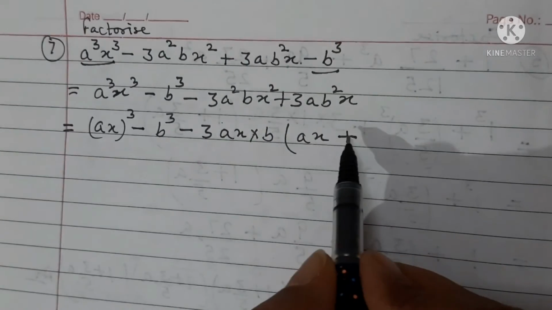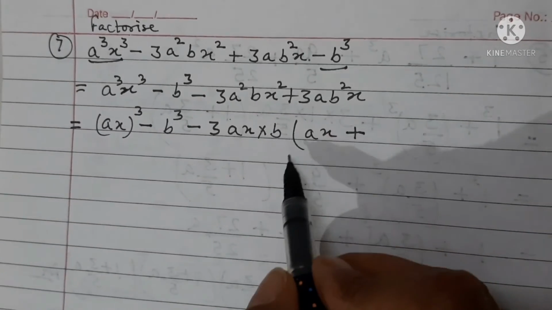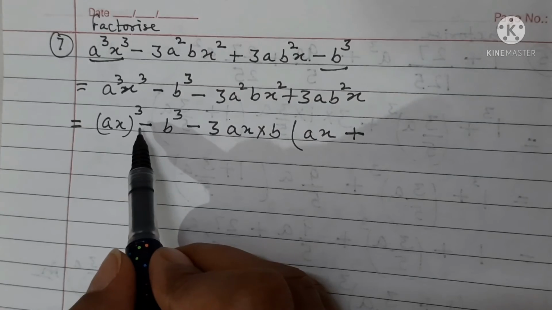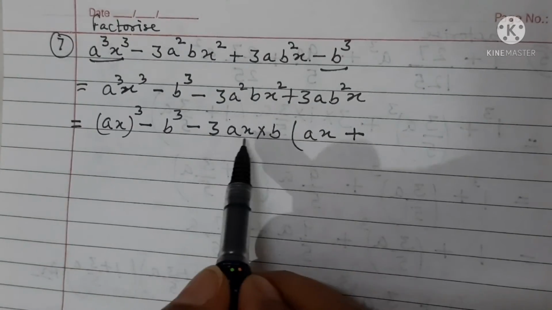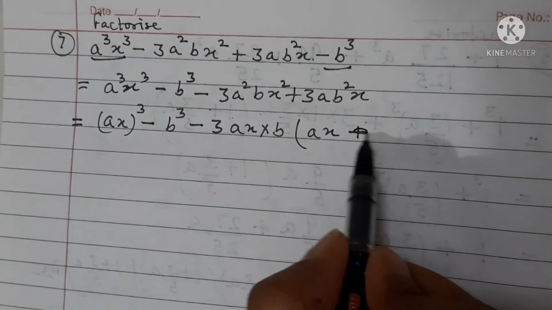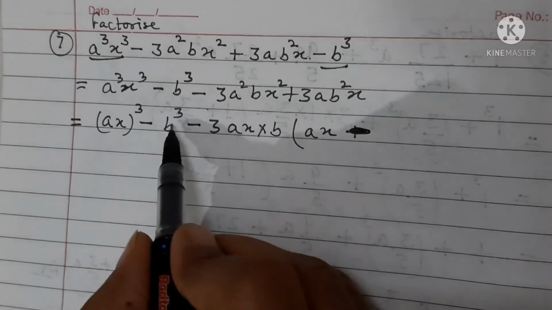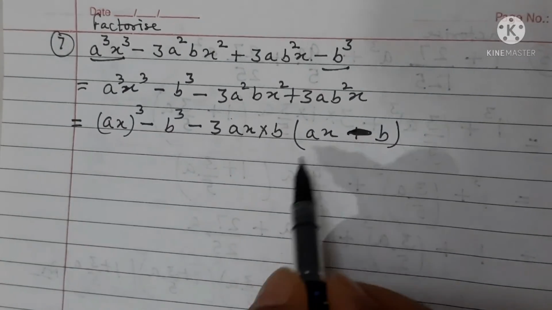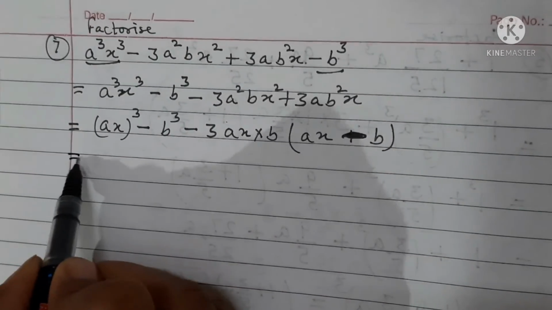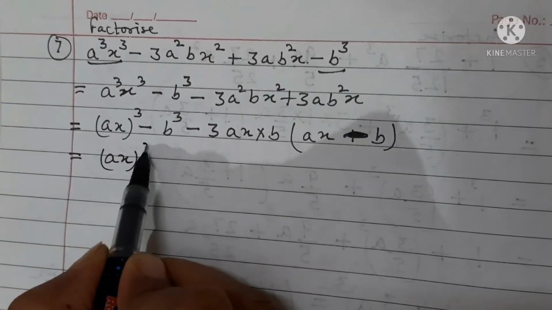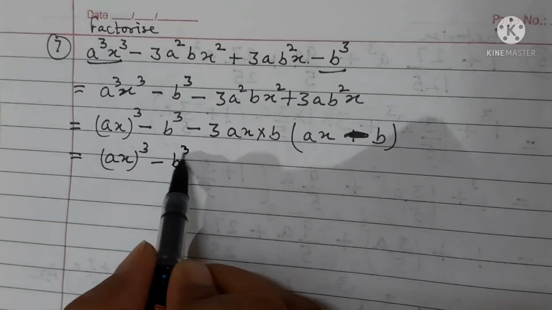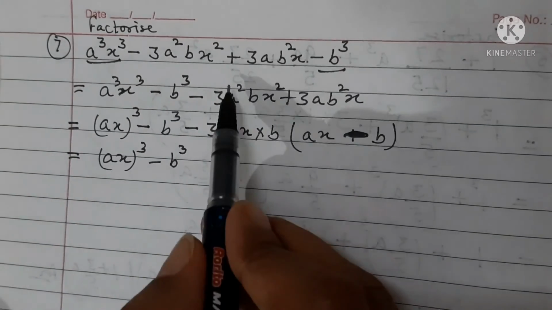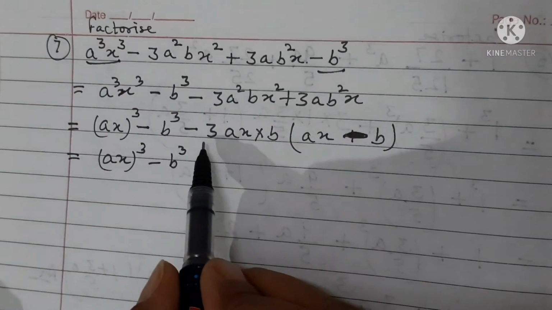It means for a minus b whole cube is equal to a cube minus b cube minus 3ab, a minus b. So a minus b terms are linked with negative sign. Now open this ax whole cube minus b cube as it is, and you open this part. So see, these are same as the given expression.